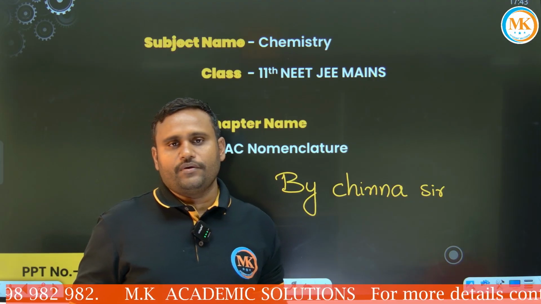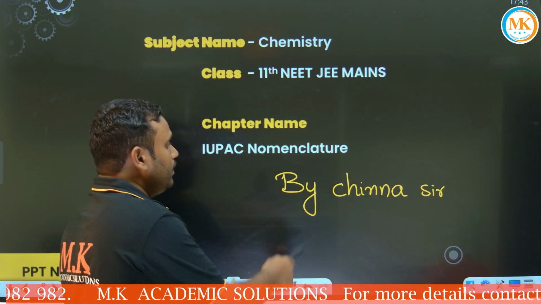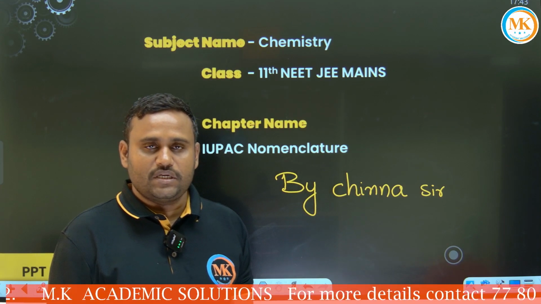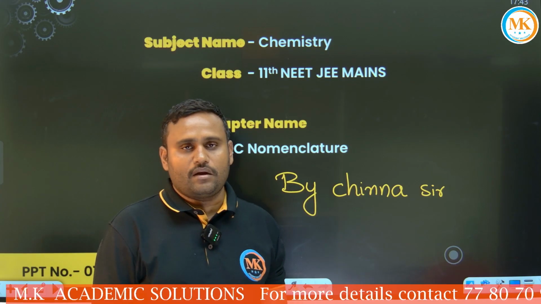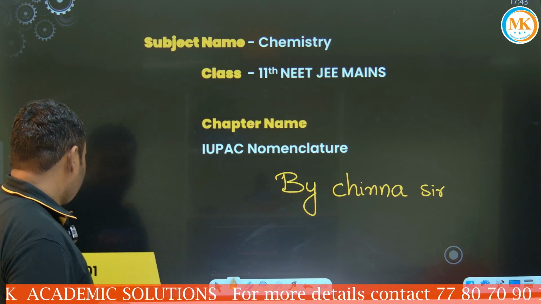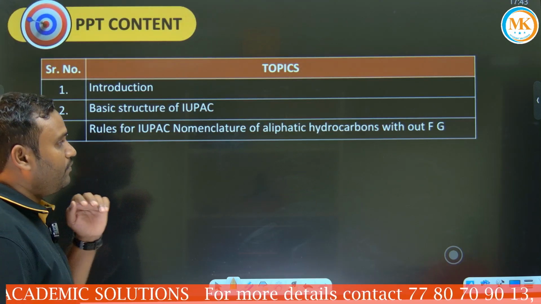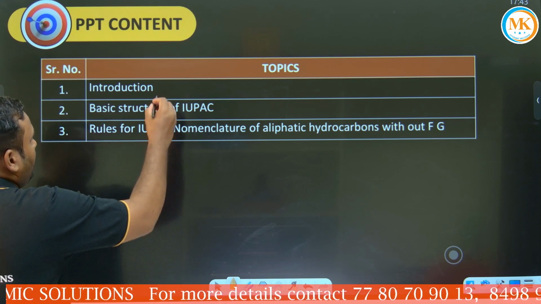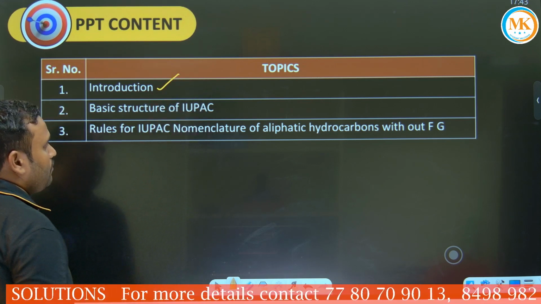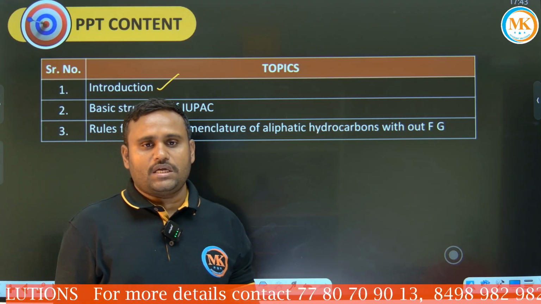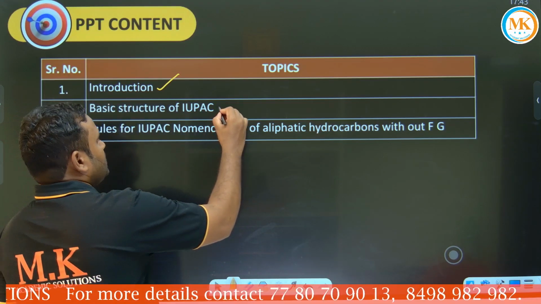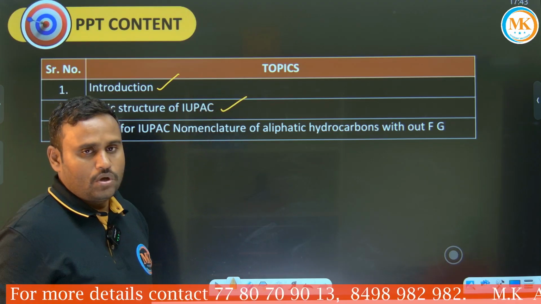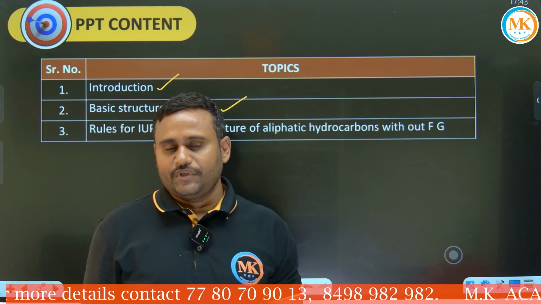Now in this video we are going to discuss the IUPAC nomenclature of organic compounds. It is one of the important topics in organic chemistry. Let us see what we are going to cover today. We are going to discuss the introduction of IUPAC names, that is, what is an IUPAC name and what is the basic structure of an IUPAC name. These two topics we are going to cover in detail.